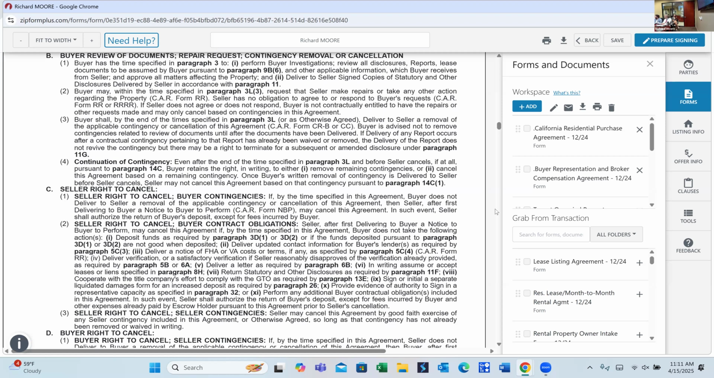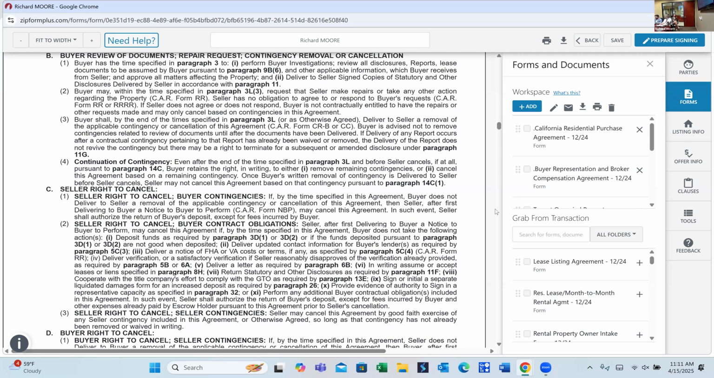But then here's the other example. Let's assume the 17th day falls on Saturday. Well, I can give them that notice to perform on Thursday, 2 days before. But they're actually going to have until the following business day to remove those contingencies. So the expiration of the event cannot fall on a weekend or a holiday. So you have to watch those time frames.